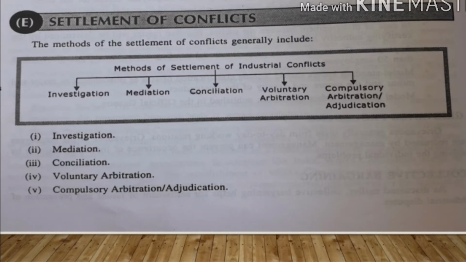Last section we already discussed the settlement of industrial conflict. We discussed what is industrial dispute or industrial conflict and the different methods of settling industrial conflicts, that is investigation, mediation, conciliation, voluntary arbitration and adjudication. We already discussed investigation, mediation and conciliation. So today we can discuss what is arbitration, whether it is compulsory or voluntary. So let's see what is voluntary arbitration.